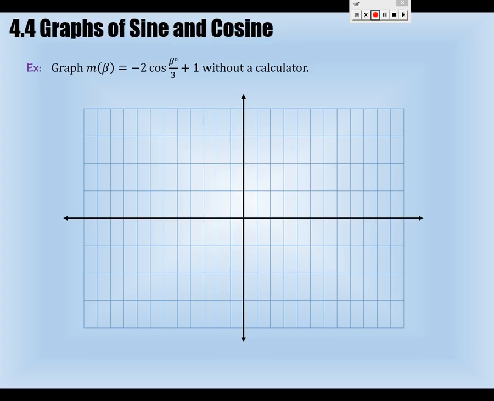Wait, so the period takes 360 over 1/3, which is 360 times 3, which is 720? 720 is more than... 360 times 3 goes... it's not 720. It's like 1080? Oh, you're right. Here it is, 1080. Yeah, period.